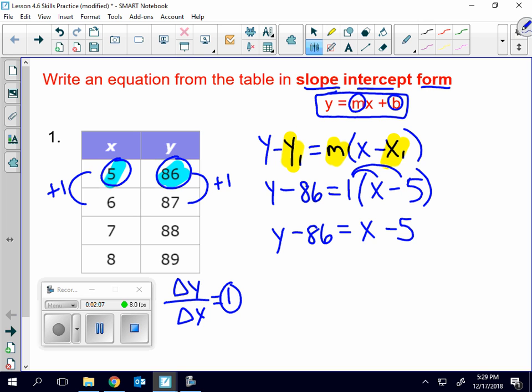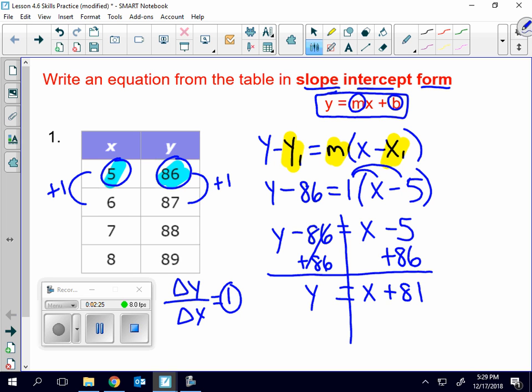And then, of course, get everything to the right except the y. So I'm going to add 86. If you want to draw your line, you can, so that you remember to add it to both sides. So this looks like y equals x plus 81. Negative 5 plus 86 is 81.